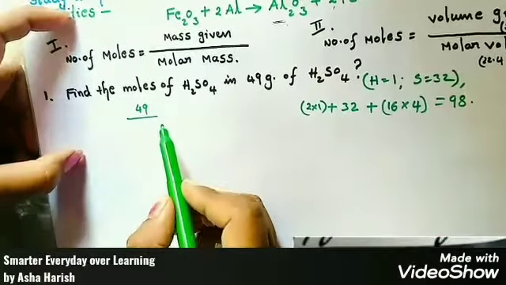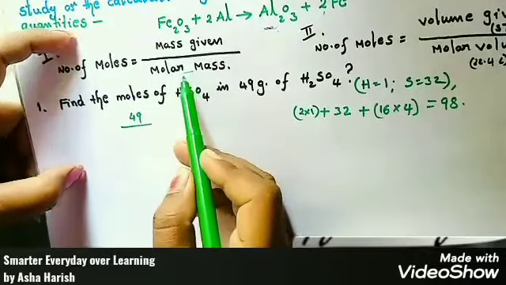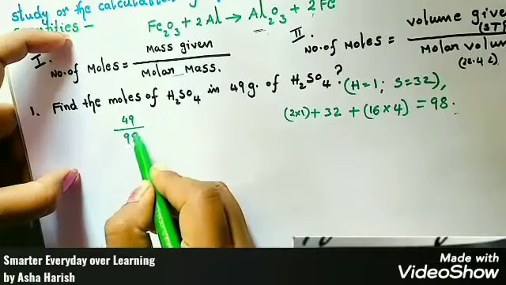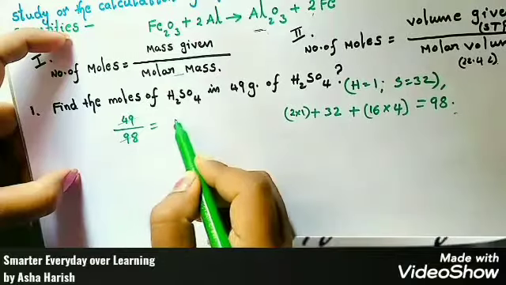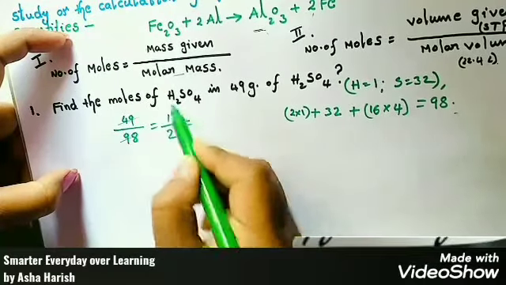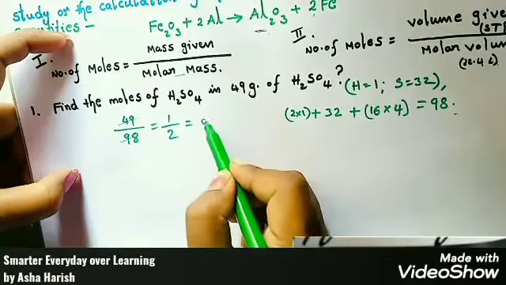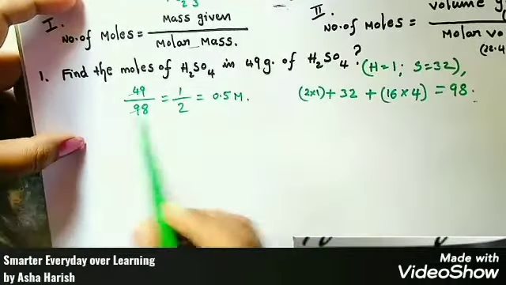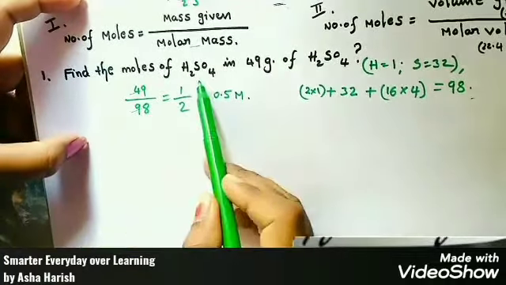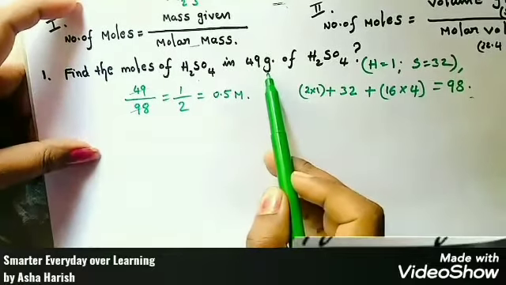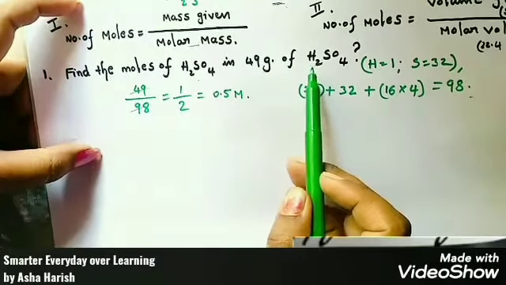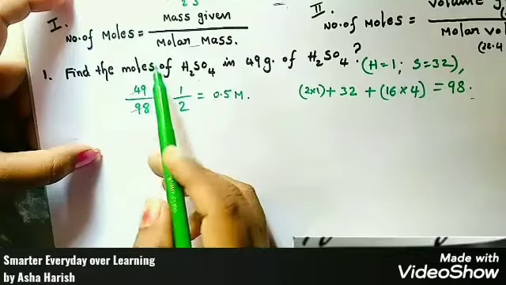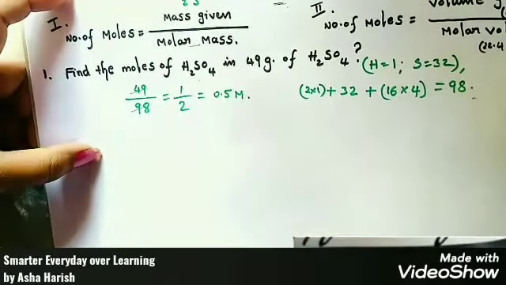So 49 by the molecular mass, students, what we have done here, that is 98. If you simplify this, you should get half, 1 by 2, students. Simply you can say 0.5 moles. So the answer is 0.5 moles of H2SO4 is present in 49 grams of H2SO4. This is the way, students, you have to calculate the number of moles in the given question.